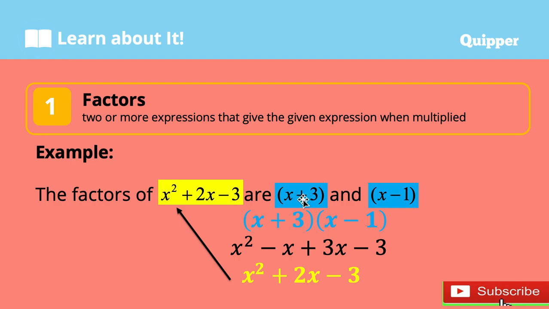When you multiply x plus 3 by x minus 1, the result is the given expression, which is x squared plus 2x minus 3. And here's the solution using the FOIL method.